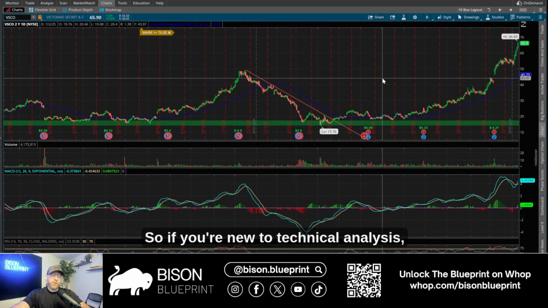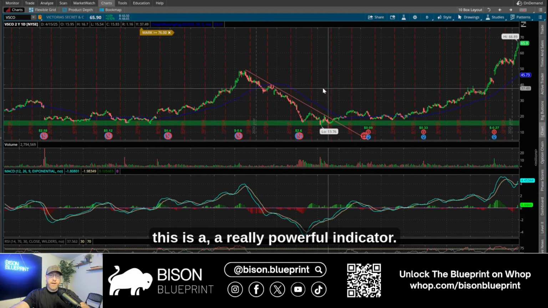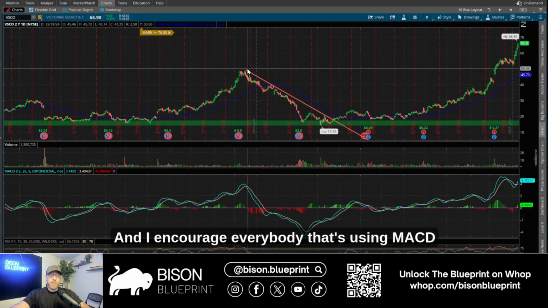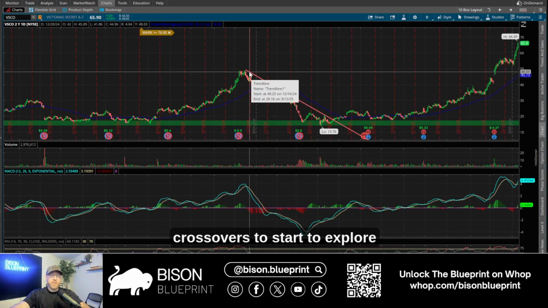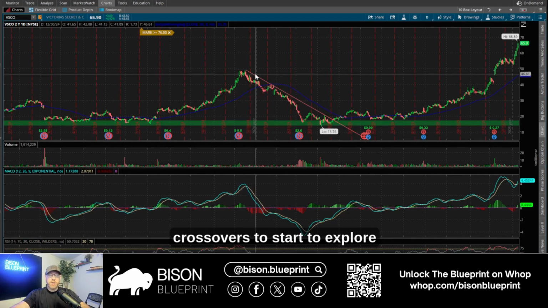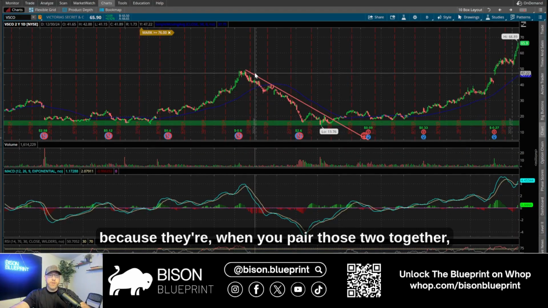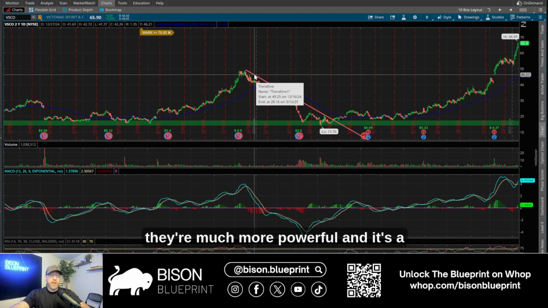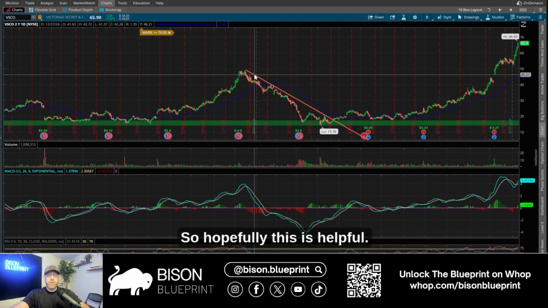So if you're new to technical analysis, this is a really powerful indicator. And I encourage everybody that's using MACD crossovers to start to explore MACD divergences because when you pair those two together, they're much more powerful and it's a much more reliable signal. So hopefully this is helpful.